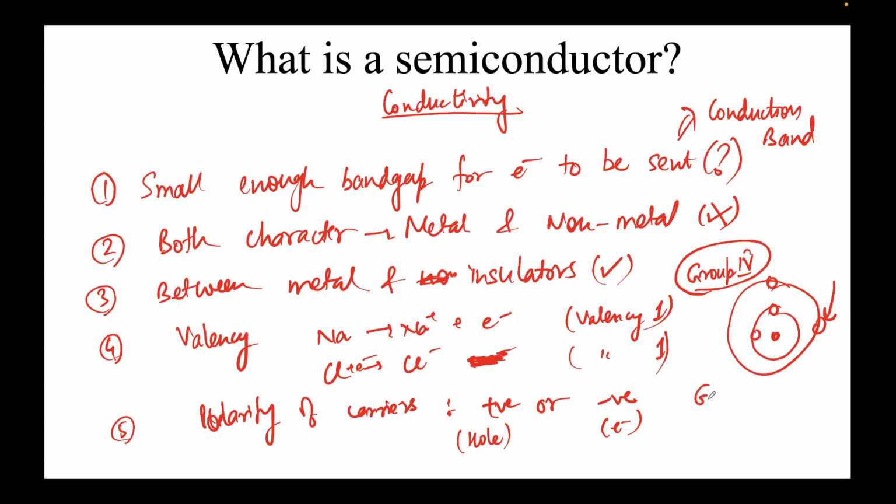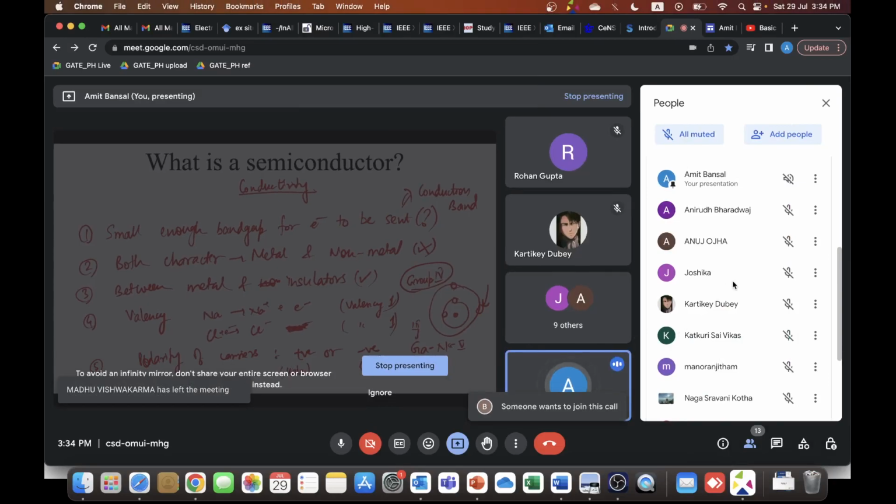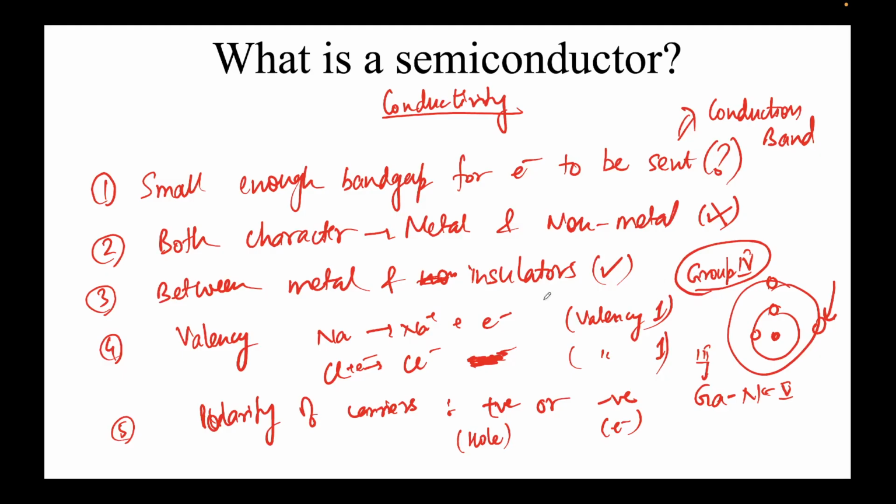For instance, GaN is a semiconductor. Gallium is group 3. Nitrogen is group 5. So 3 and 5, you can say the average is 4. But for that matter you can say NaCl also, but that doesn't make it a semiconductor. NaCl in fact, in its aqueous or molten form, is a very good conductor of electricity.